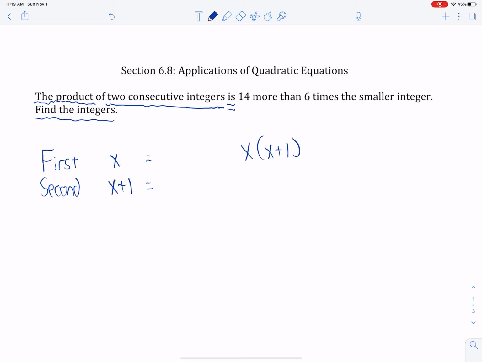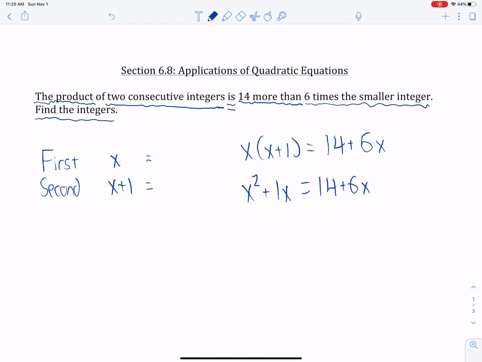And then it says is, which means equals. 14 more than means 14 plus. And then it says 6 times the smaller integer. Well, our smaller integer is x, so 6 times the smaller one would be 6x. So this is one of those where you're reading the problem and trying to translate the words into symbols. All right, so now on the left side, we multiply x times x plus 1. We would have x squared plus 1x equals 14 plus 6x.